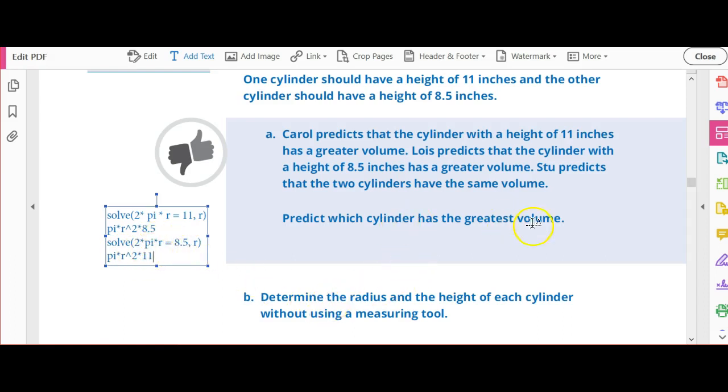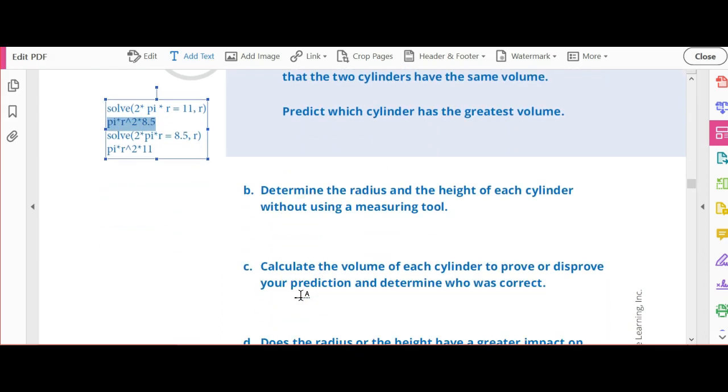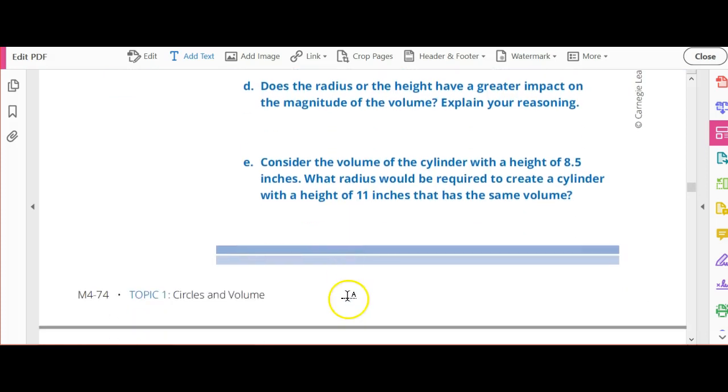So now, which cylinder has the greatest volume? Just thinking about this, the difference between 11 and 8.5, I don't know for sure, but when I'm squaring the radius, that is going to have, I think, the largest impact on increasing the volume. Increasing the height is one thing, but increasing the radius by the square of the difference seems to me like this one would probably be more. But that would be my prediction, and I'd have you go ahead and calculate that and prove whether or not it's correct.